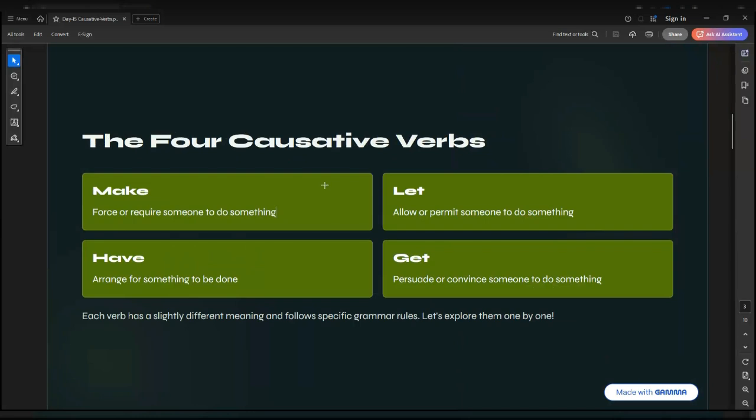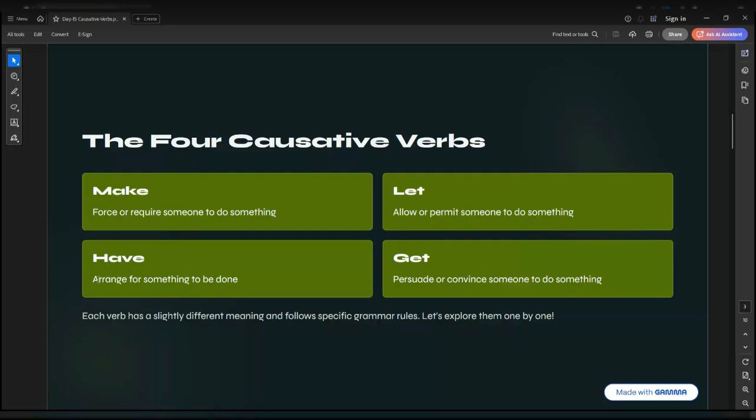Second one, let. Let means allow someone to do something. I let my employee take the leave. So I'm allowing them. They asked me for something, and now it's my will whether I give permission or not. So it's let. I will not let you leave means I'm not giving you permission to leave. On the other hand, I will let you leave means you will ask me and I will give you the permission. So let means giving permission, in both the positive and negative sense.